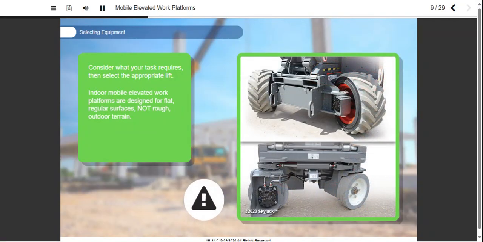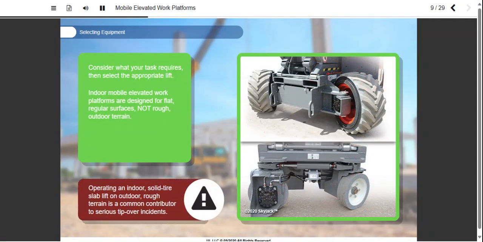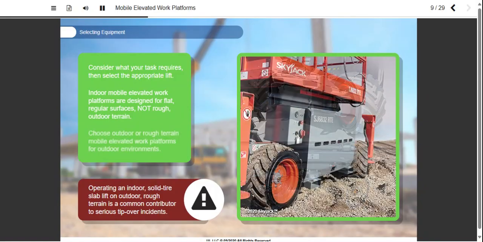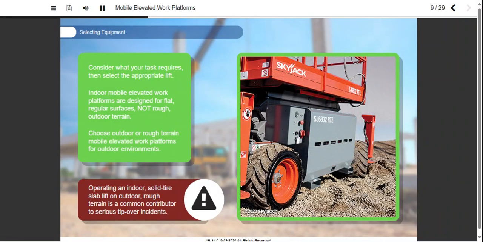This is an important warning. Operating an indoor solid tire slab lift on outdoor rough terrain is a common contributor to serious tip-over incidents. Choose outdoor or rough terrain mobile elevated work platforms for outdoor environments.